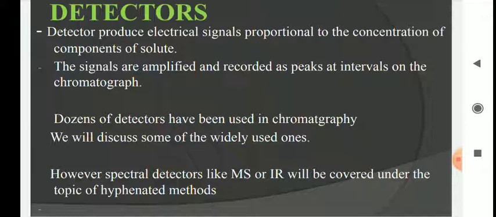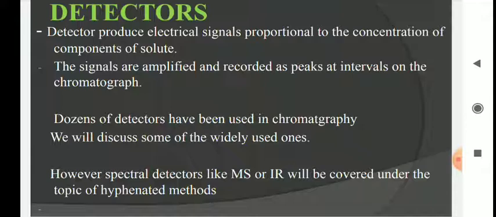A number of detectors have been used in chromatography. More than a dozen types have been used, and we will be discussing some of the widely used ones. There are special spectral detectors like mass spectrometers and FTIR. These are the detectors which will be covered under the topic of hyphenated methods. These are more advanced detectors, so we'll consider them separately under the hyphenated methods.